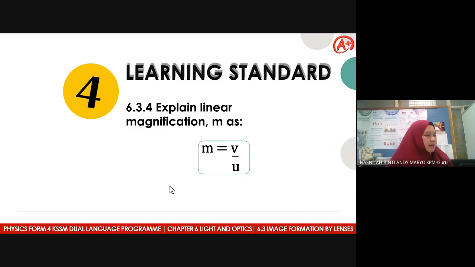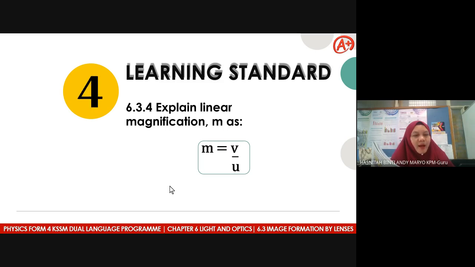Okay, before that, you can go and take your workbook and turn to page 134. Please come and get your workbook and turn to page 134. 6.3, image formation by lenses. I want you to complete the ray diagram for both convex and concave lenses on this page, page 134. Activity number 1A.